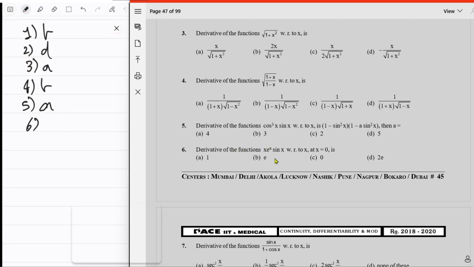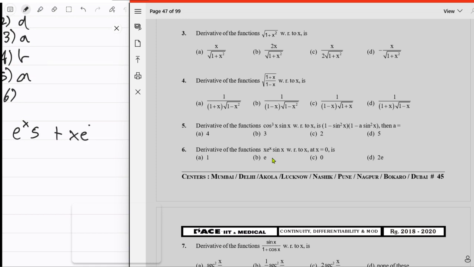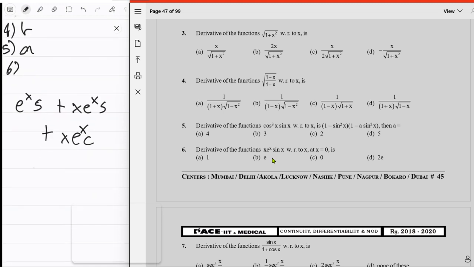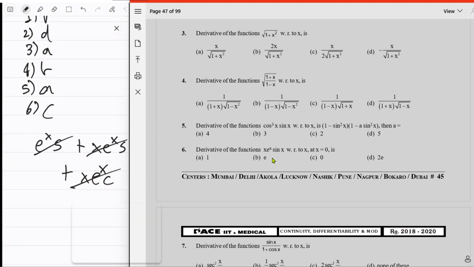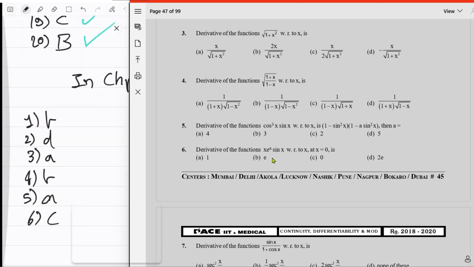Derivative of the function x e power x sine x with respect to x at x equal to 0 is, just like I told you, derivative of the first function, then derivative of the next function x e power x sine x, then derivative of the last function x e power x cosine x. So e power x times, oh, and you want at x equal to 0, this will be gone. This will be gone as well. Wait a second. Oh, it will be 0 in fact. So C is the answer. Huh. I should have known.